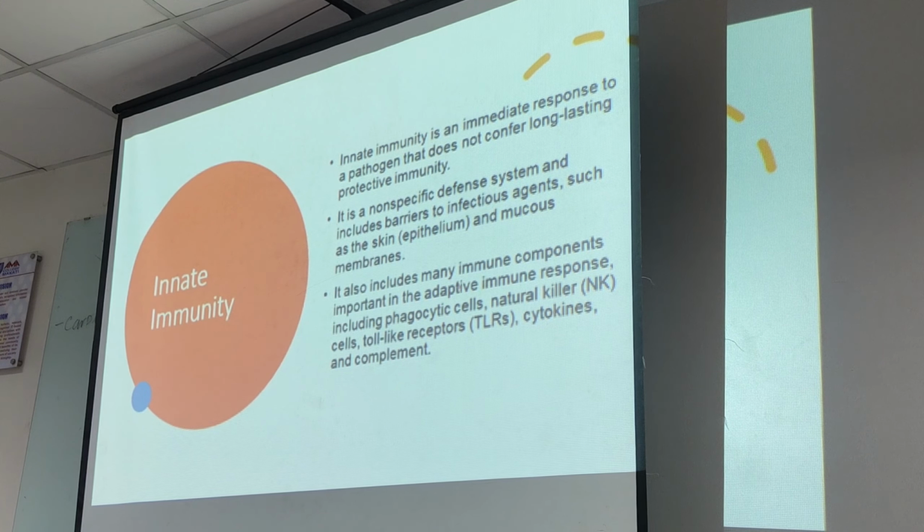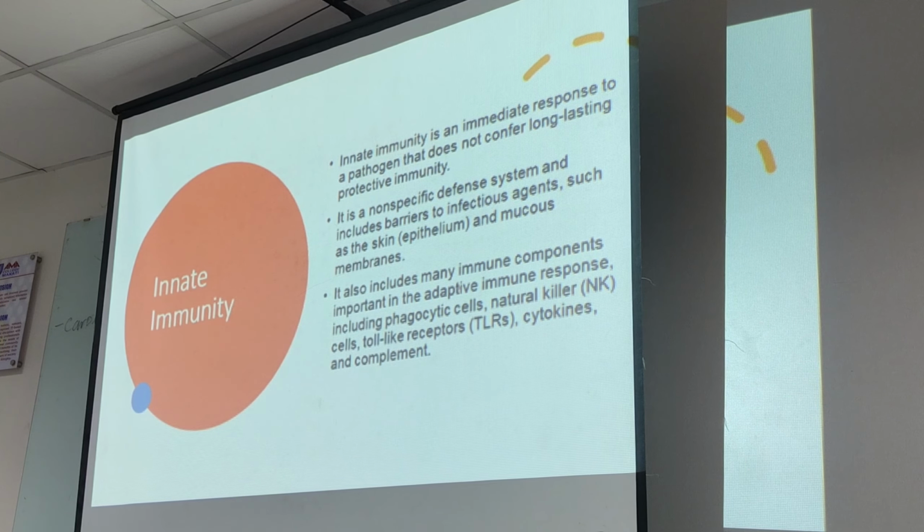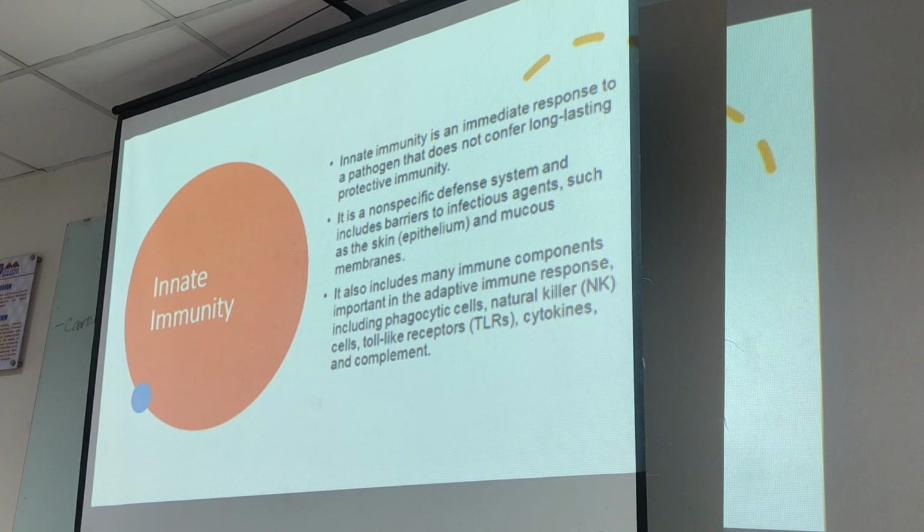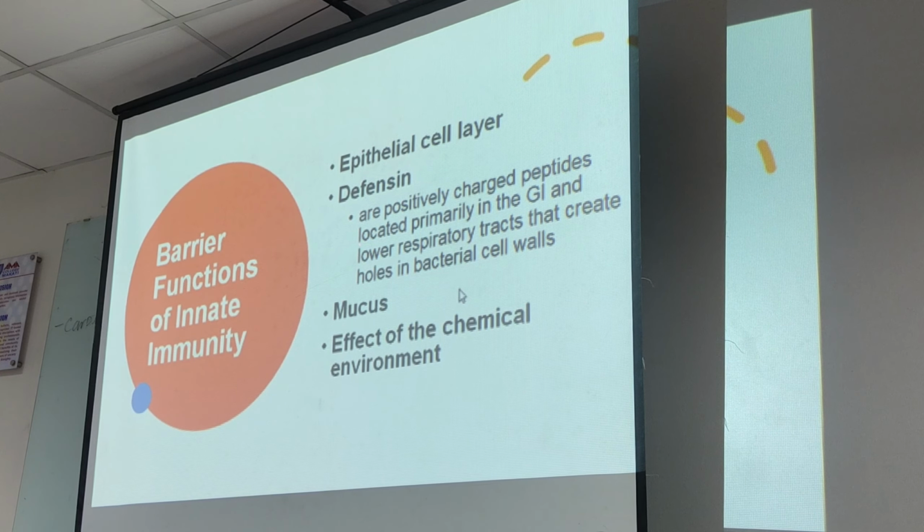Innate immunity is an immediate response to a pathogen that does not confer long-lasting protective immunity. It is a non-specific defense system and includes barriers to infectious agents such as skin, epithelium, and mucous membranes. It also includes many immune components important in the adaptive immune response, including phagocytic cells and APCs, toll-like receptors, cytokines, and complement. So epithelial cell layers can produce substances like defensins.